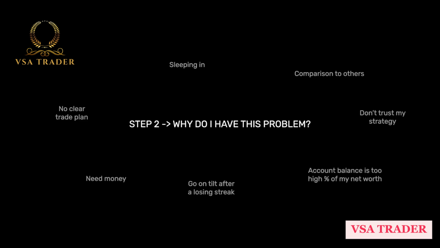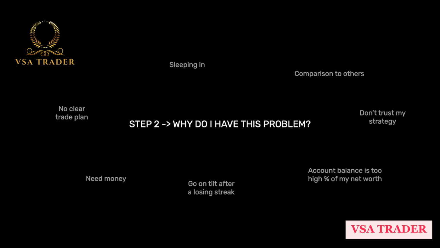That's step 1. So step 2 is then asking the question, why do I have that problem? And this can be quite a tricky step, but it's probably the most important step to actually being able to implement the correct solution. So you might need to ask why multiple times. So you keep digging down and down and down until you find the true cause of why you have that problem. So for instance, if you're missing trades, is it because you're sleeping in? If you're overtrading, is it because you're comparing yourself to others?